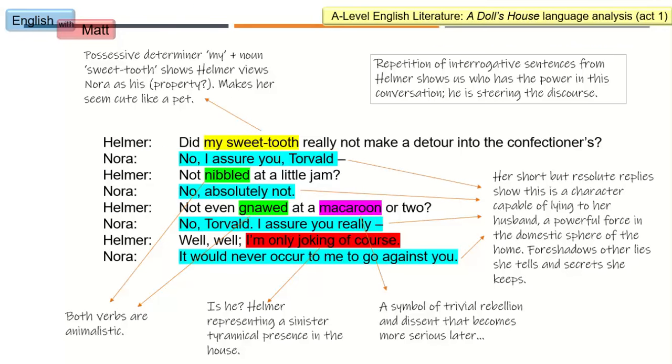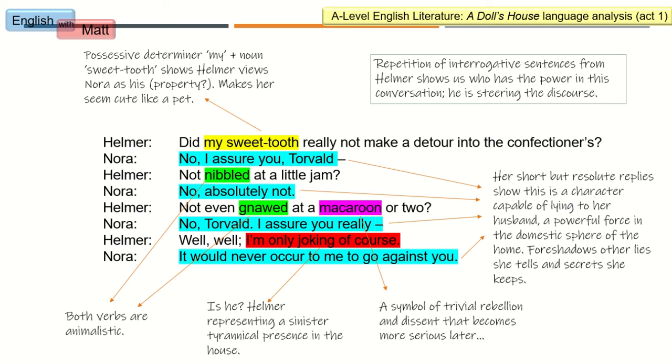So we're going to start by talking about the beginning of the play, very much at the beginning, when there is this exchange between Helmer and Nora. And of course, whenever we're talking about a conversation and characters taking turns in the conversation, we can call those adjacency pairs. So in spoken language study and linguistics, adjacency pairs is the turn taking in a conversation, and you can see here that we have quite quick turn taking between Nora and Helmer.